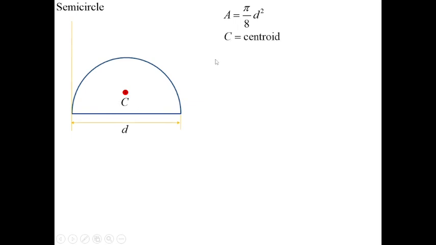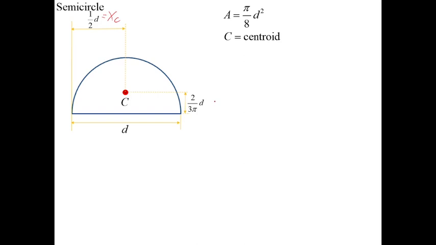Then, semicircle. Ito yung semicircle natin. Okay? Kanyang diameter d. Ang area ng semicircle ay kalahati ng area ng full circle. So, pi over 8 d squared. Ito yung kanyang centroid. Para siyang protractor. Okay, centroid. Okay. So, ito yung kanyang x-coordinate. Okay, 1/2 of the diameter of the circle.